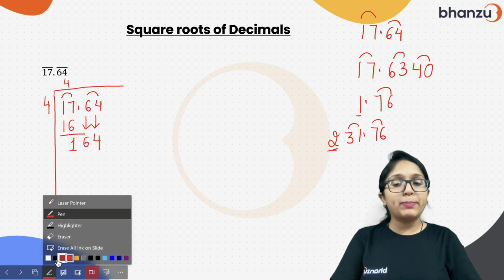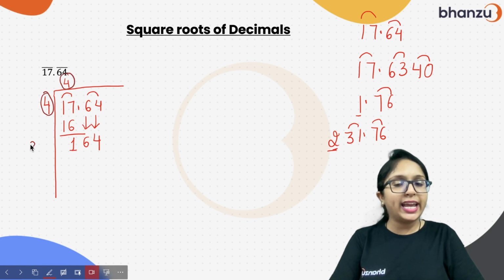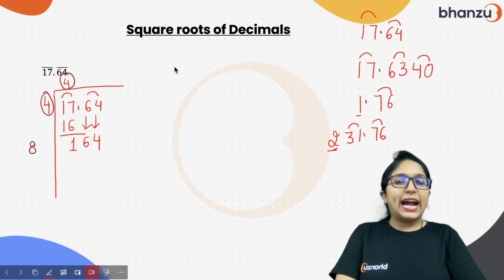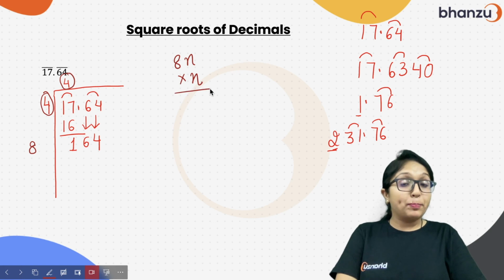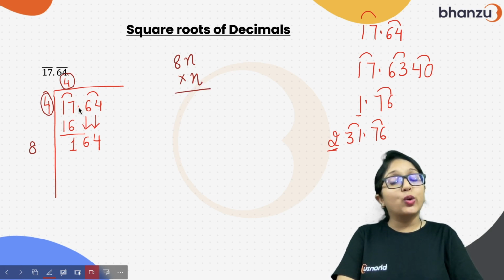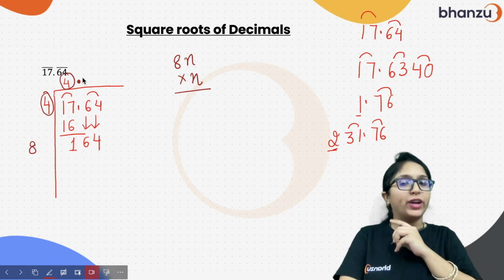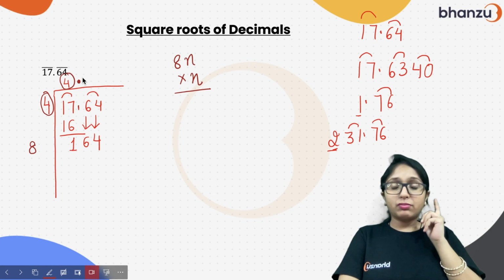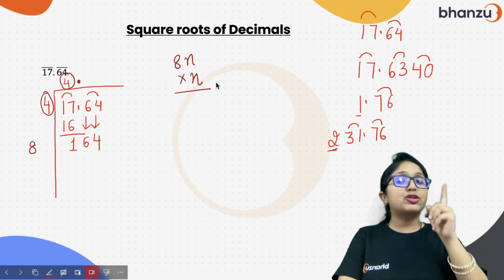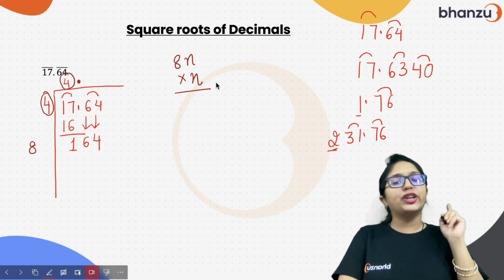Now I hope you remember what is the next step. That is to add this 4 and 4. So 4 plus 4 is 8, right? Now I know that I need to try like this, 8n times n. But before that, take care of one thing, that is you are going beyond the decimal point now. So you need to put a decimal point over here. Okay, so now we know that 2 times 2 give us 4 in the units place, and 8 times 8 gives us the 4 in the units place, right?